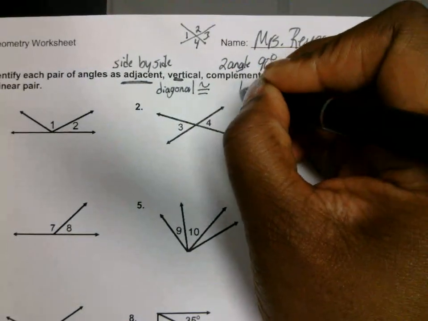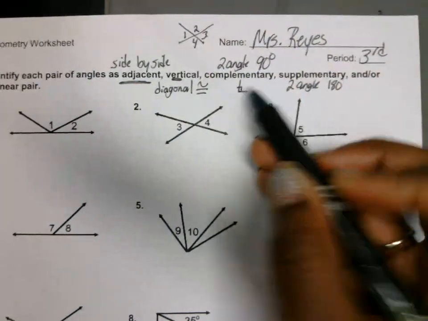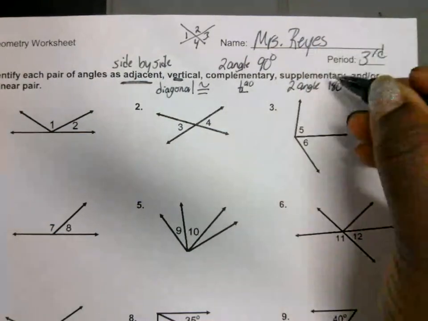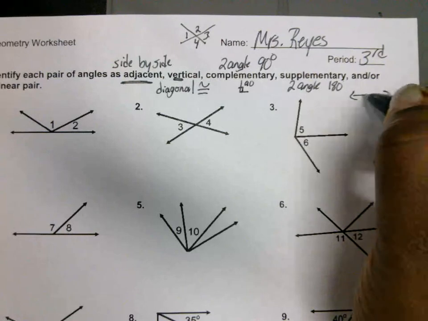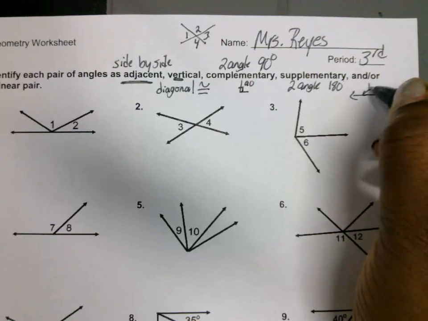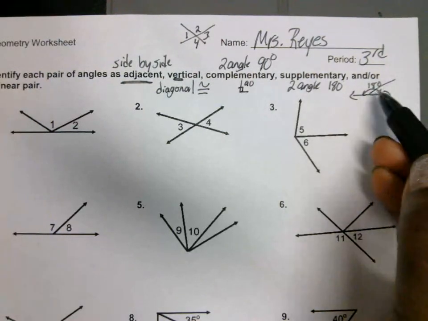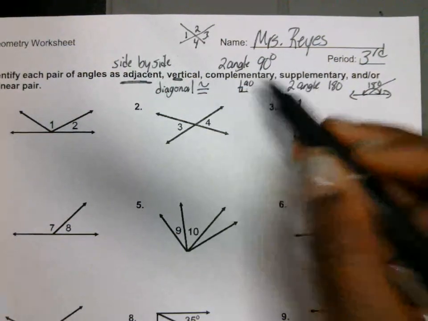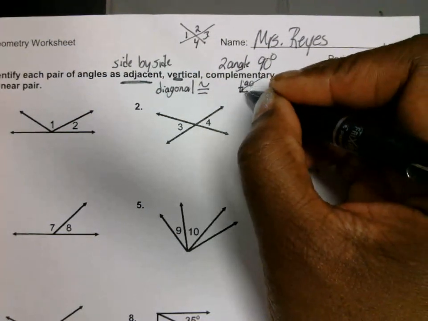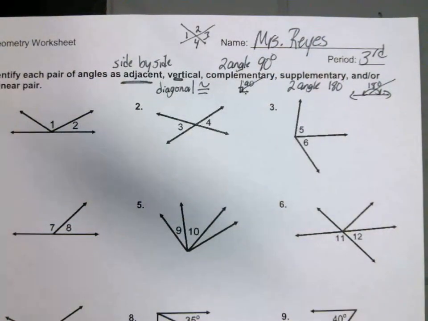Complementary forms a right angle, two angles that add up to 90 degrees. Supplementary, two angles that form a straight line. That's 180 degrees. Two angles that add up to 180 is supplementary. Two angles that add up to 90 degrees. If you add the two angles and it adds up to 90 degrees, that makes them complementary.